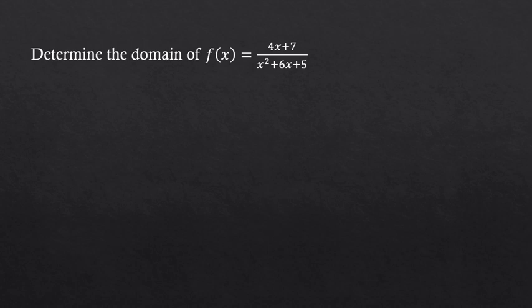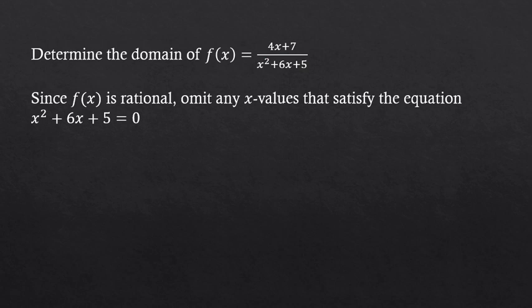So we need to find the values of x that will make the denominator equal to 0. Once we find those x values, we're going to take those guys and we're going to throw those guys out. So, as we said, f of x is rational, so we omit any x values that will make x squared plus 6x plus 5 equal to 0. Luckily, we can factor this. That breaks down into the factors x plus 1 and x plus 5.